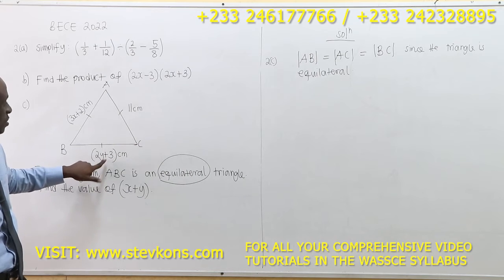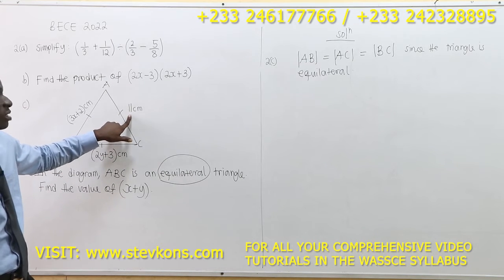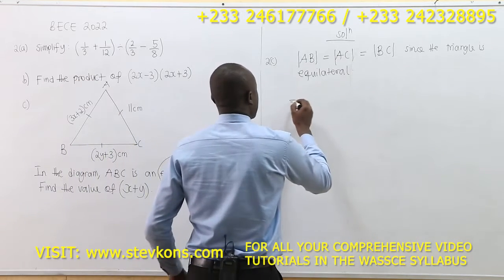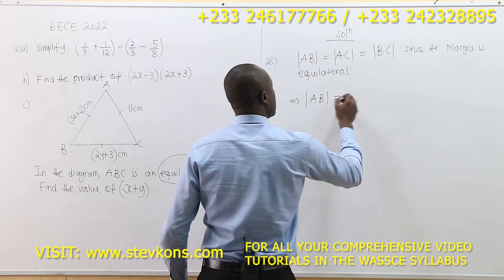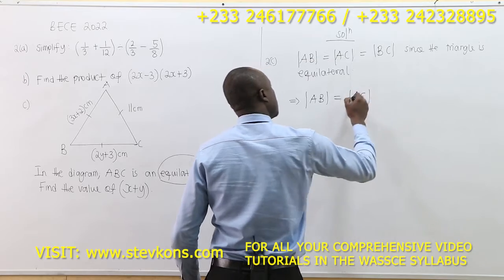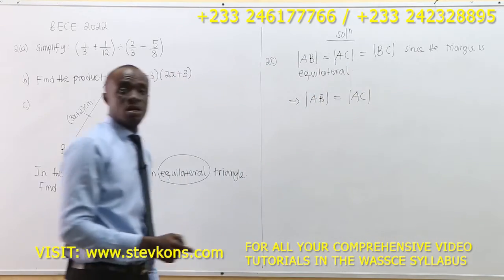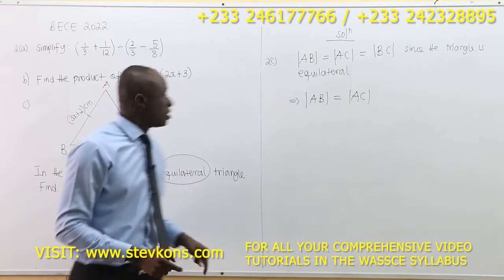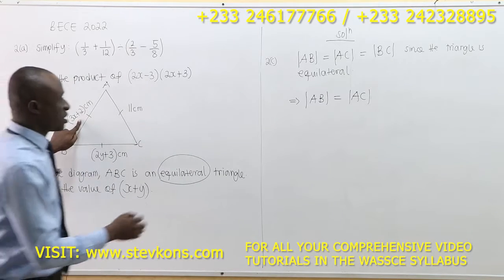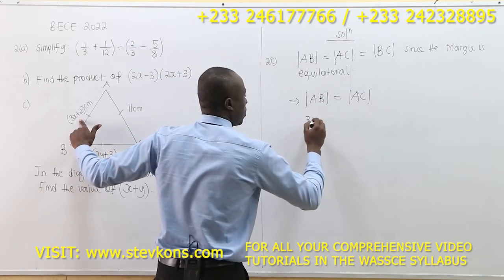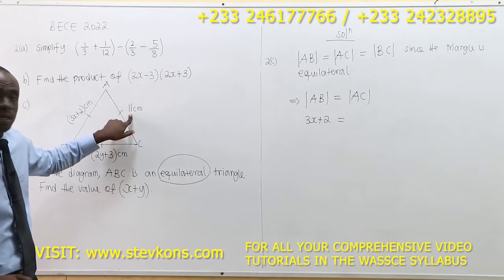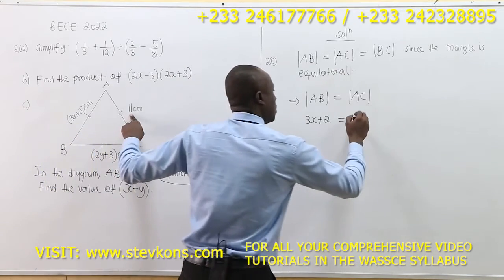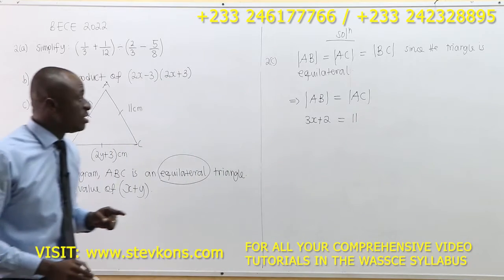And then we can also say this one is equal to that one. Now, we can consider AB equal to AC, because this is equal to this and this is equal to that as well. So AB equal to AC. What is the AB? 3x plus 2. 3x plus 2 equal to AC. What is the AC? AC is 11. Wow, that's very easy.